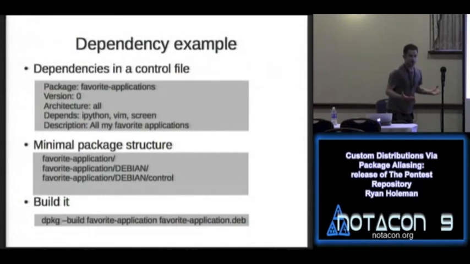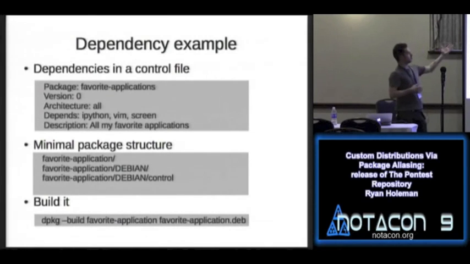It's not very complicated, it's really simple actually. But here's a dependency example of how you can install multiple applications within just one package. So we have our control file again. You could actually take all this as I go through it and run it on your computer right now, and you would have a package that would install these applications.